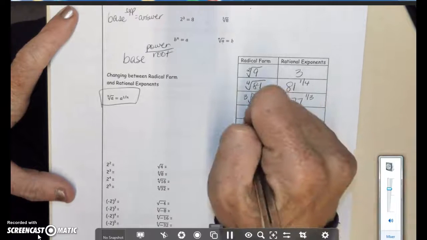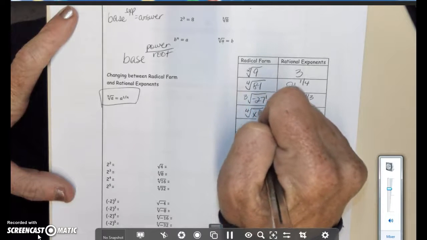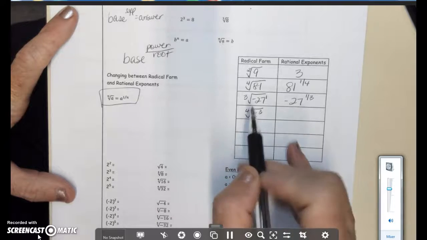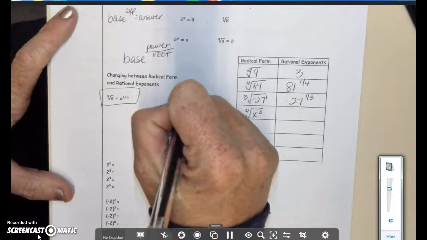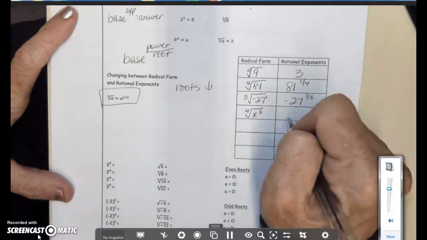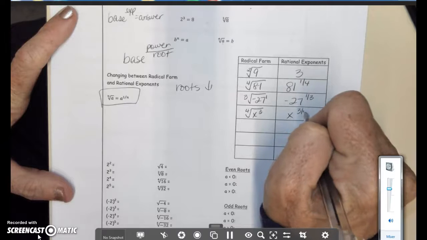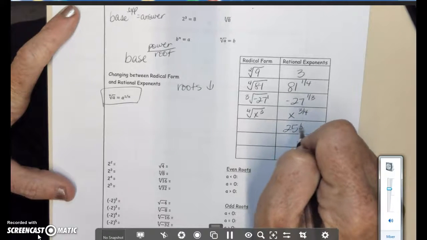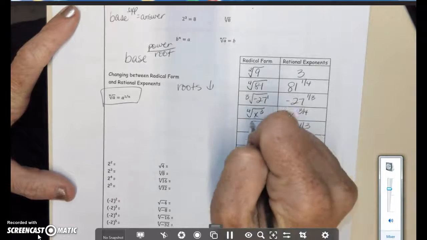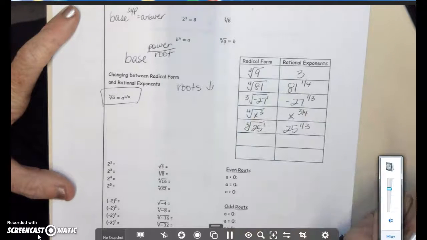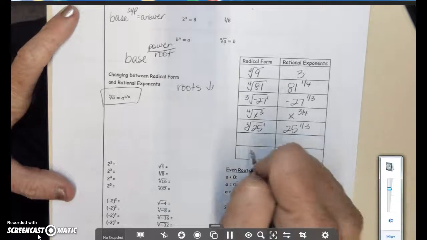If I have the 4th root of x cubed, this is my power, this is my root. If this ever confuses you, remember roots are on the bottom. Think of a plant, roots are in the ground, right? So they're on the bottom side of that. So this would be x to the 3/4. 25 to the 1/3 would be the cube root of 25 to the 1st. You can put that 1 there if you need to, and the root comes on the outside of the radical.